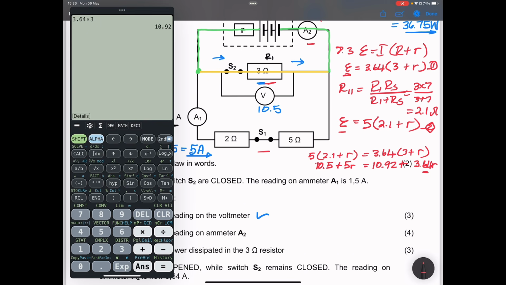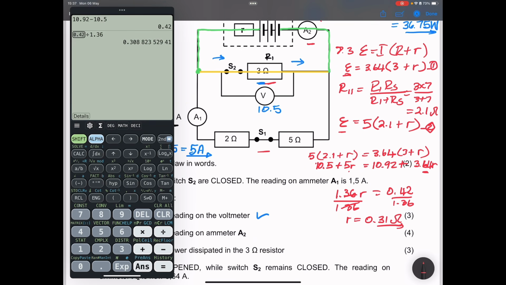Okay, so let's find our value for R. We're doing mathematical gymnastics. 5R minus 3.64R, so 5 minus 3.64, gives me 1.36R. And I've got 10.92 minus the 10.5, and I get 0.42. So for my internal resistance, I divide 0.42 by 1.36, and I get 0.31. Please verify, ladies and gents, if I'm still on the right path.